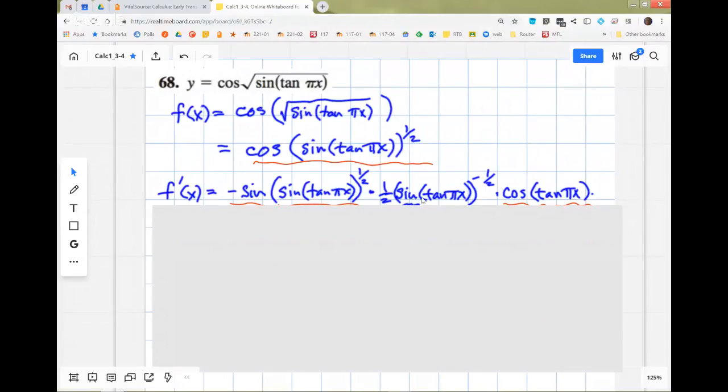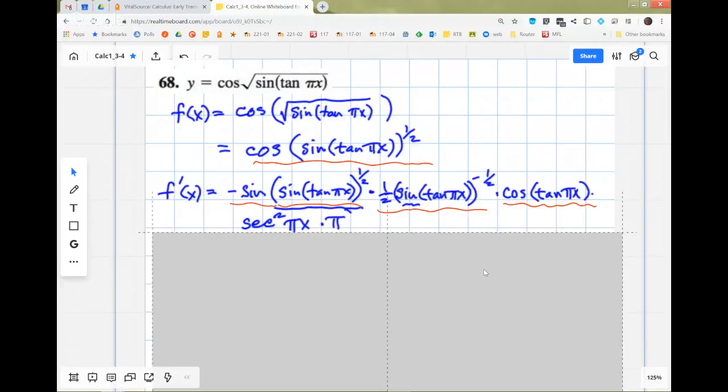Okay. And what's the derivative of the sine of something? Oh, the cosine of something. Oh, and that's not it. What's the derivative of the tangent of pi x? That's the secant squared of pi. Oh, and pi x is still a function. So what do we got here? We've got 1, 2, 3, 4, 5 embedded chain rules here.